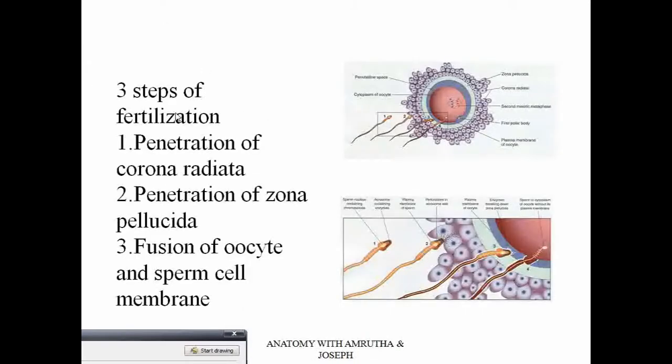There are three steps for fertilization. They are penetration of corona radiata by a sperm. Corona radiata are the cells which are seen surrounding the ovum. Then penetration of the zona pellucida, which is represented here as a blue color. Then fusion of the oocyte and the sperm cell membrane. So the first step is corona radiata penetration, then the zona pellucida, then the fusion of oocyte and the sperm cell membrane.